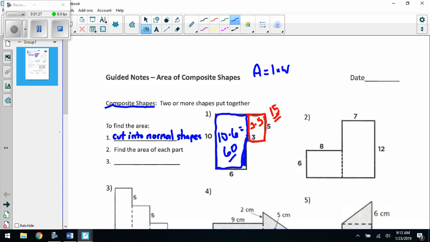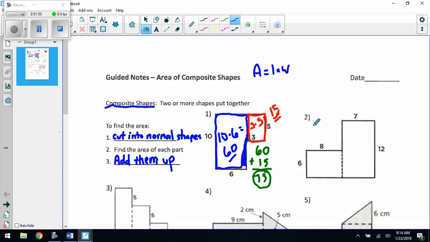The next step is, so we did number 2, we found the area of each part. Number 3, and the final step, is just to add them all up. So we're going to take the area of the first rectangle, which was 60, and we're going to add it to the area of the second rectangle, which was 15. And we know that 60 plus 15 is 75. So the area of this composite shape is 75.